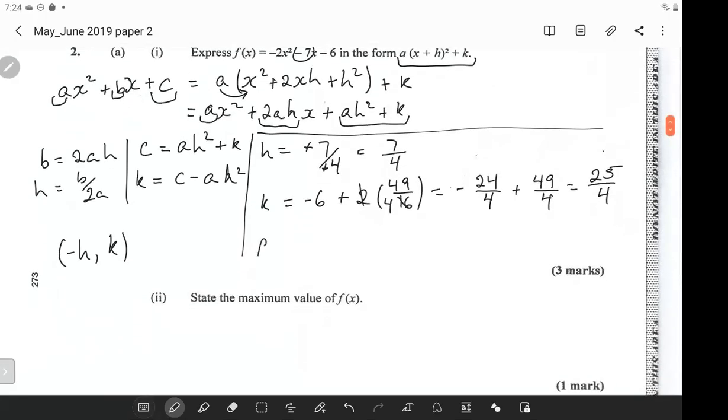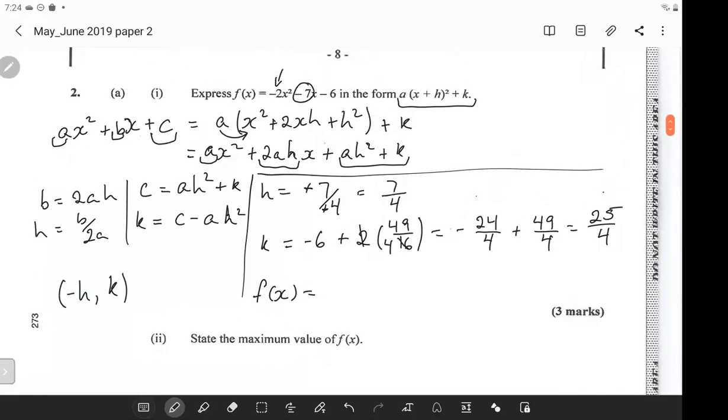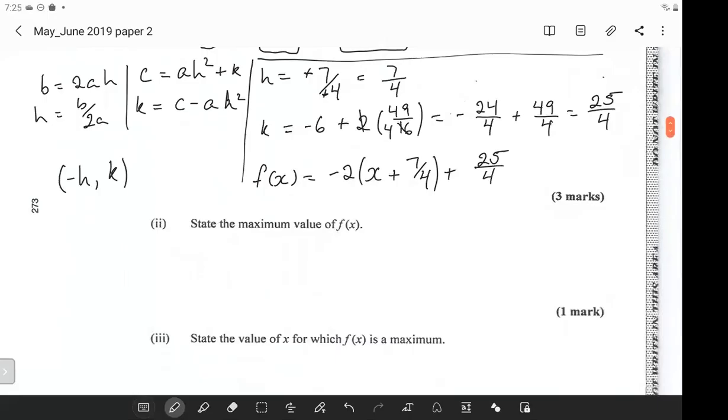So f of x is equal to, now we have a is -2, so we have -2 times (x plus h, which is 7/4) squared, plus k, which is given by 25/4. And this is our form. This is what we call the standard form.